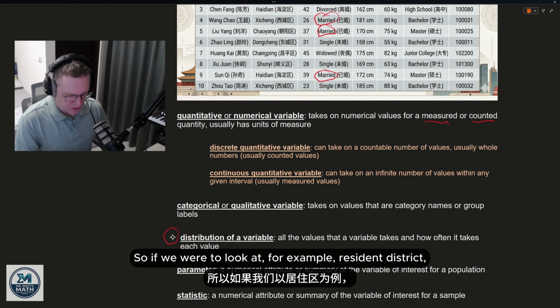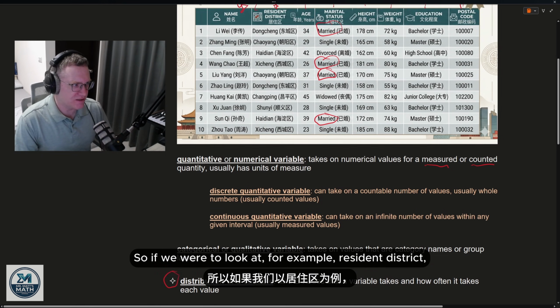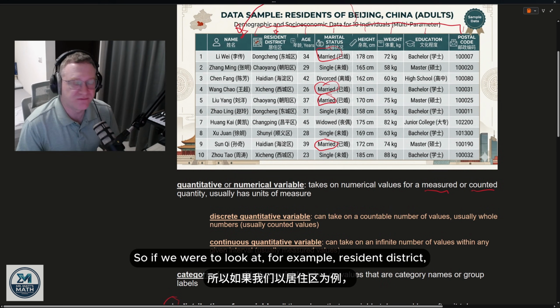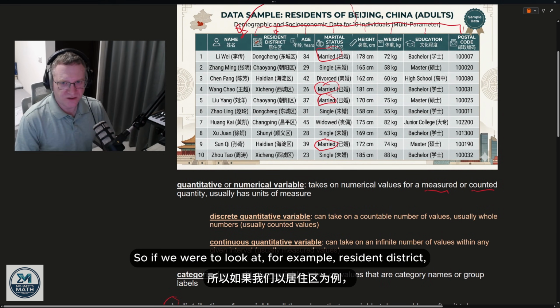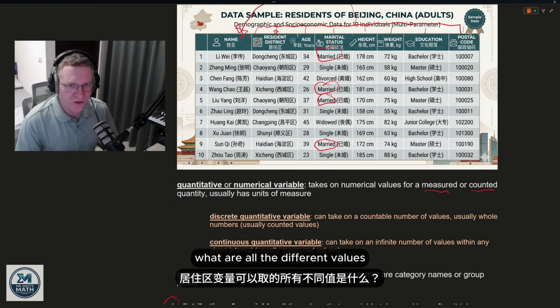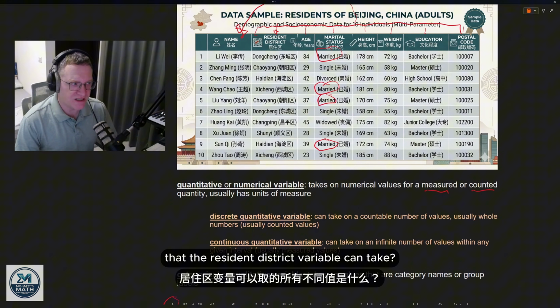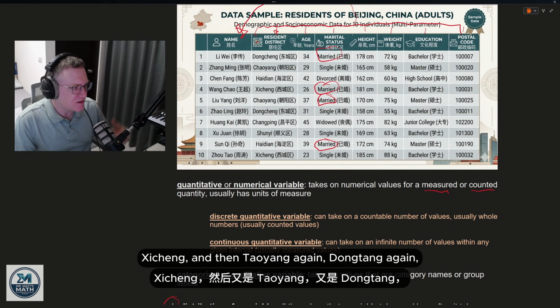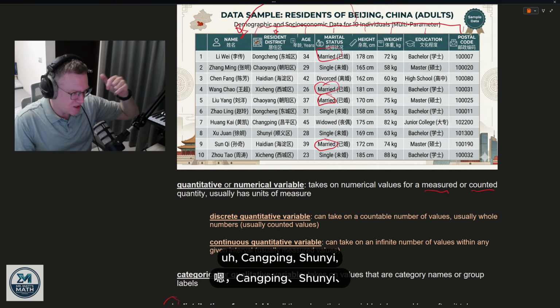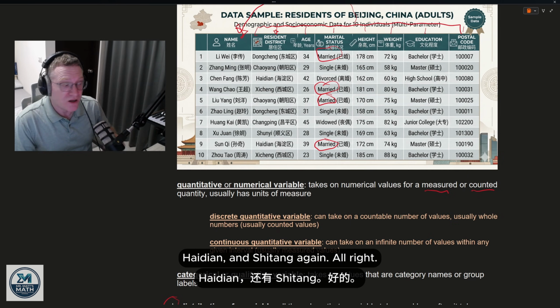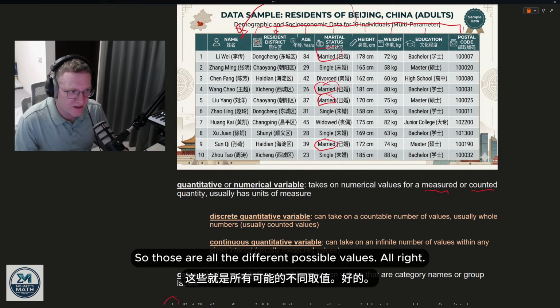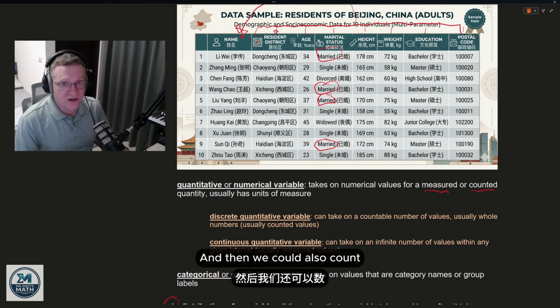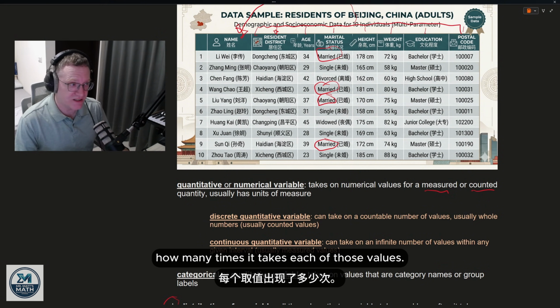All right. So if we were to look at, for example, resident district, what are all the different values that the resident district variable can take? Well, Dongcheng, Caoyang, Haidian, Xicheng, and then Caoyang again, Dongcheng again, Changping, Shunyi, Haidian, and Xicheng again. All right, so those are all the different possible values. And then we could also count how many times it takes each of those values.